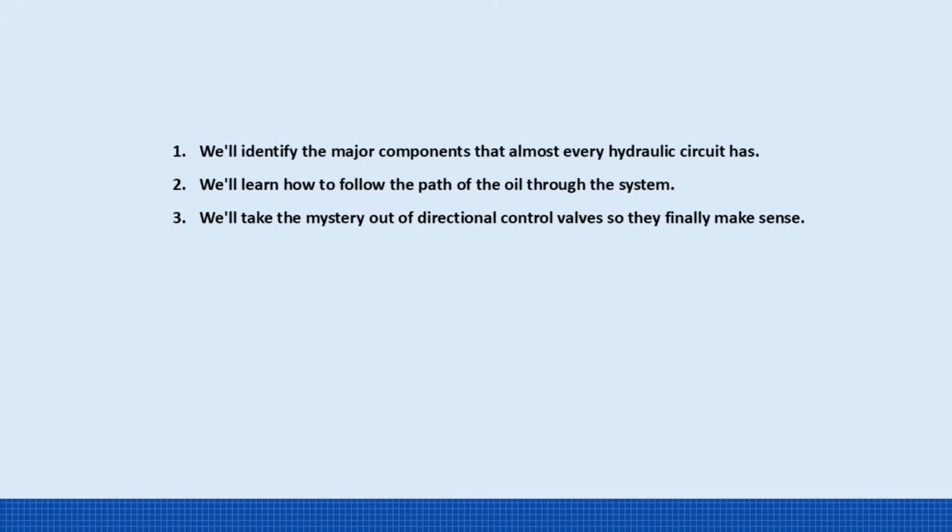First, we'll identify the major components that almost every hydraulic circuit has. Then we'll learn how to follow the path of the oil through the system. Next, we'll take the mystery out of directional control valves so they finally make sense. And finally, we'll put everything together by reading an entire hydraulic circuit from start to finish. By the end of this video, you'll have a simple system you can use to read almost any basic hydraulic schematic.